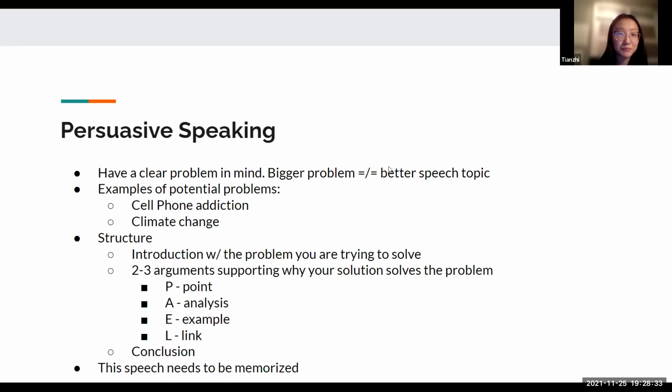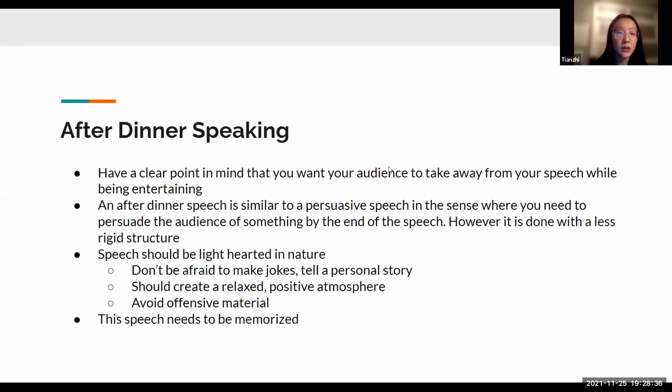All right, next, after dinner speaking. So after dinner speaking, as I said, is supposed to be more of a lighthearted and humorous type of speech in comparison to the very serious style of speech that is persuasive speaking. That being said, despite it being more humorous and more lighthearted, you still need to have something that you're trying to convince the audience of. So try to have a clear point in mind that you want your audience to take away from your speech while being entertaining. So it's more of a fun, lighthearted, persuasive speech. That's a way to think about what after dinner speaking is.